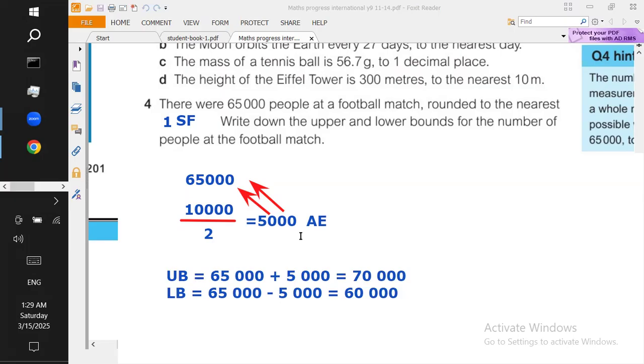Focus on the idea and focus on the steps of finding the absolute error. Again, as I said, one significant figure means you come to the first number in the original number, put 1 under it, put the rest as zeros, and then divide it by 2 to find the absolute error. After that, to find the upper bound, add it to the original. To find the lower bound, subtract it from the original, and you will get the answers in the right way.